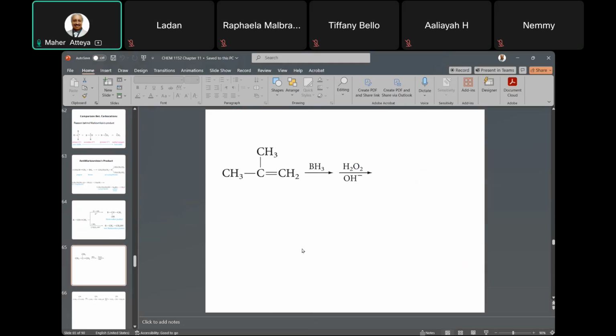Now with this type of behavior here, this is a reducing agent. So first you are reducing the molecule, the whole thing here. And that's a reduction.